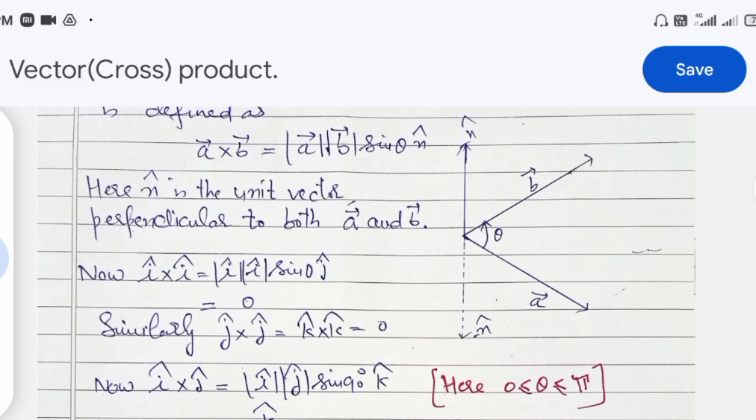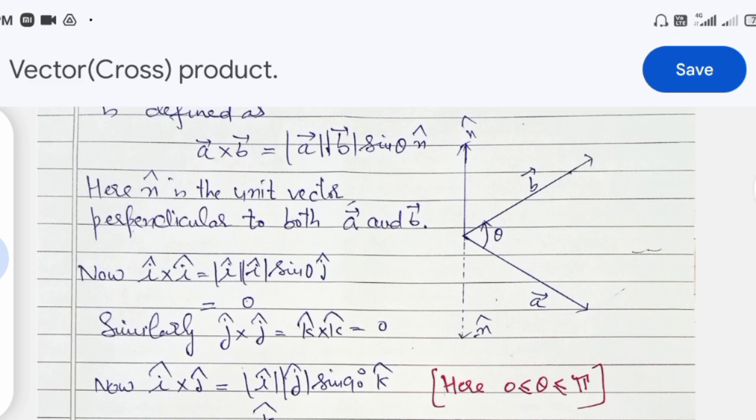If we move B cross A in the clockwise direction, then the unit vector will be in the downward direction with negative sign, minus n unit vector. Here we will also apply the right-handed rule. From B to A, our thumb will be directed toward the downward direction.